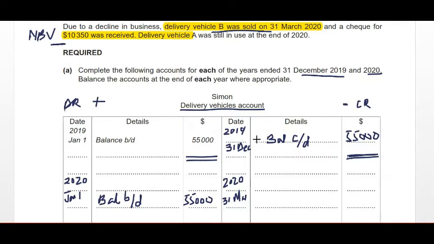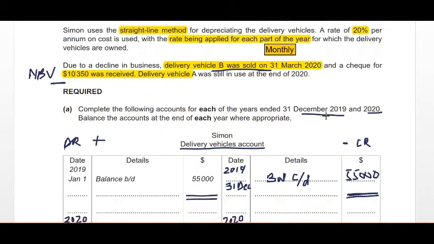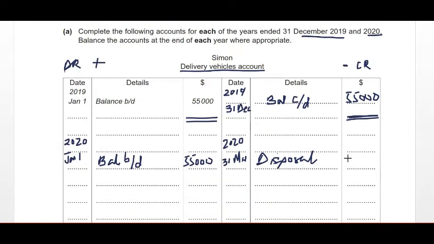So whenever we are selling off any asset, it will go on to the credit side. So we can write this as delivery B, or we can write this as disposal. That would be better. So we simply write this as disposal, and disposal at the cost. So the original cost of motor vehicle B was 25,000. So we need to write 25,000 over here.